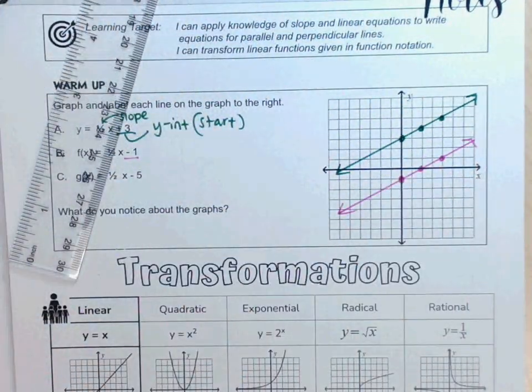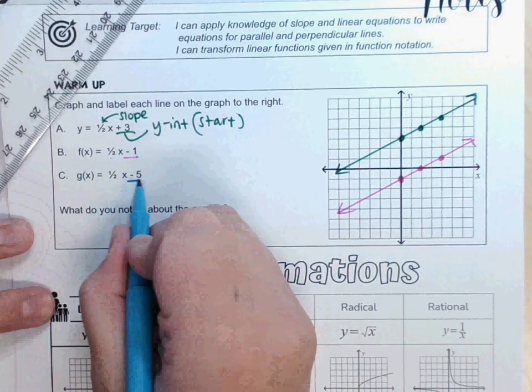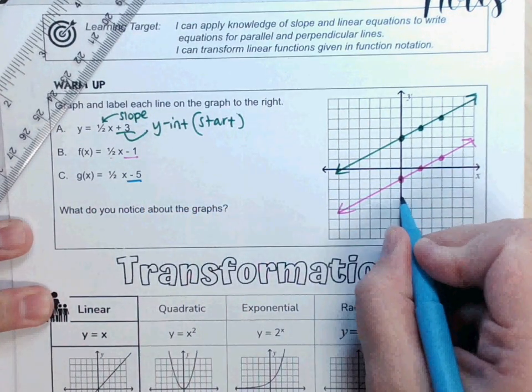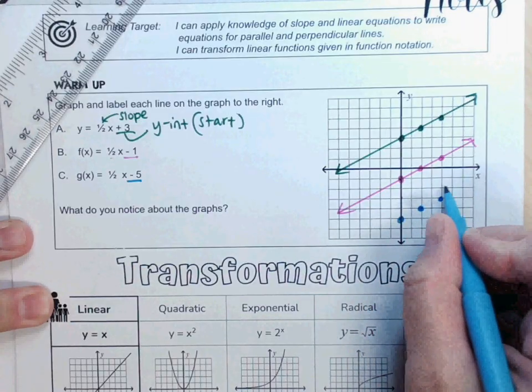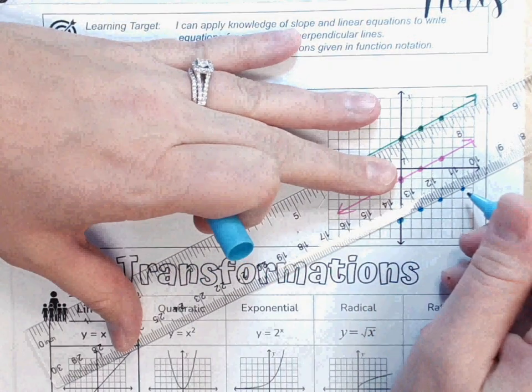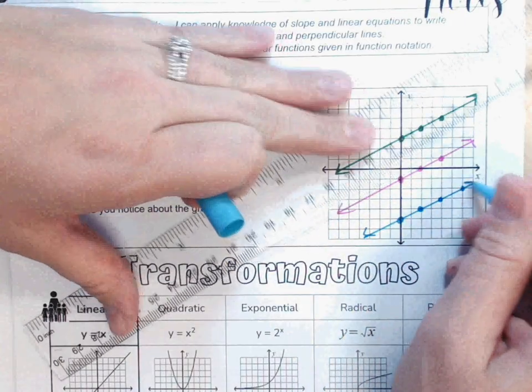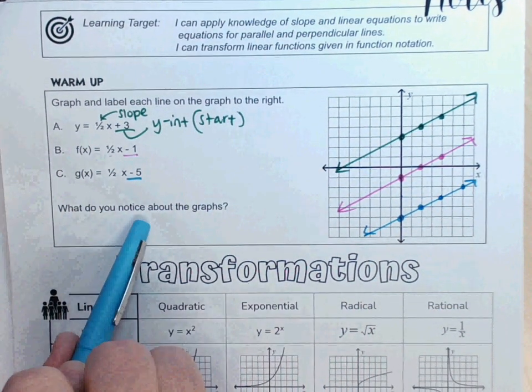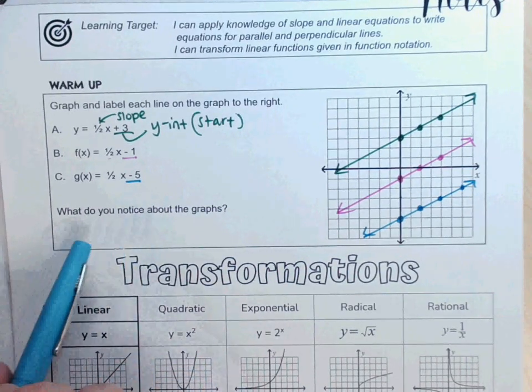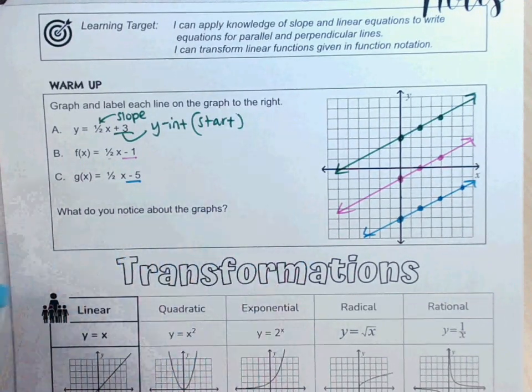And finally, I'm going to start at -5. And again, it's up 1 over 2, up 1 over 2, up 1 over 2. So if you need to make corrections, hit pause and do that. If you did not answer this question, hit pause and consider, what do you notice about these graphs?